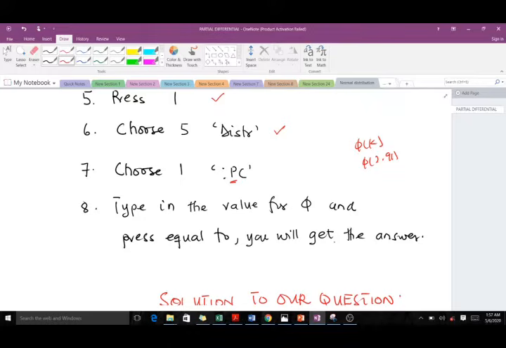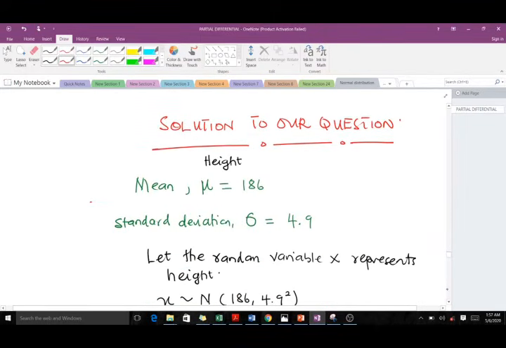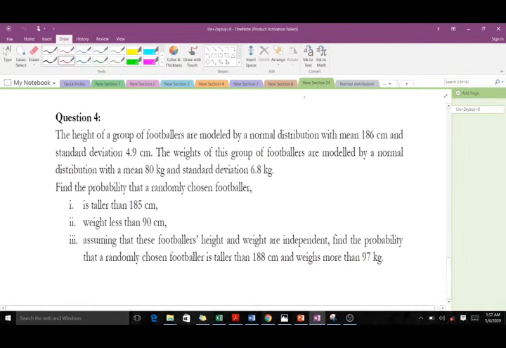Alright, so now we are done with all the important things you have to know before we can tackle any question on the normal distribution. So now let's try to tackle our question. So let's go back to our question and read it. It says the heights of a group of footballers are modeled by a normal distribution with mean 186 centimeters and a standard deviation of 4.9 centimeters.